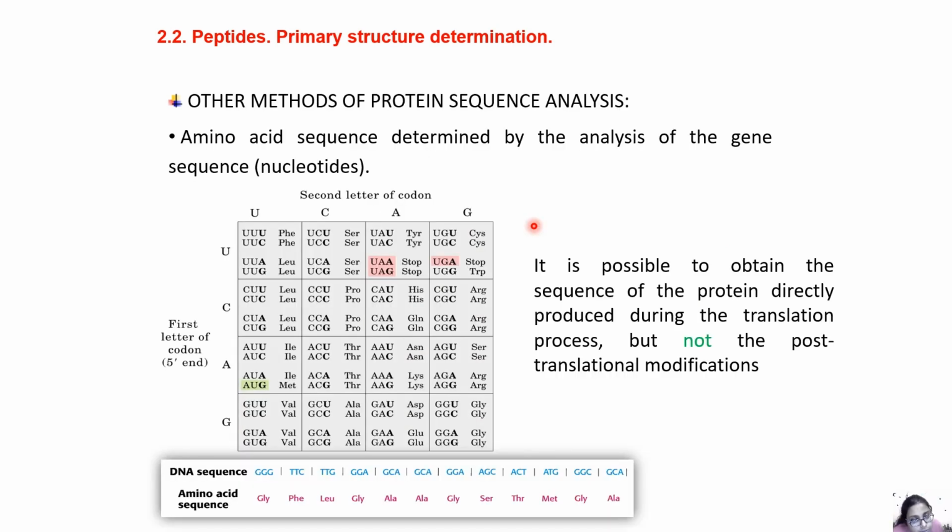There are other methods of protein sequence analysis as well, like amino acid sequence determined by the analysis of the gene sequence. It's possible to obtain the sequence of the protein directly produced through the translation process, but not most of the post-translational modifications.